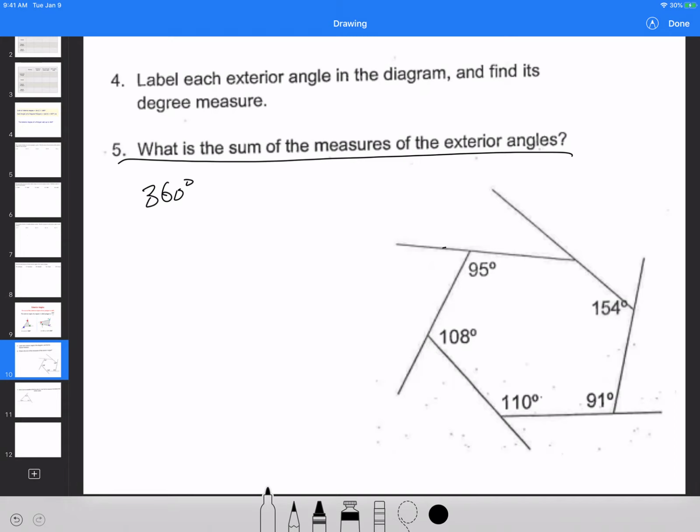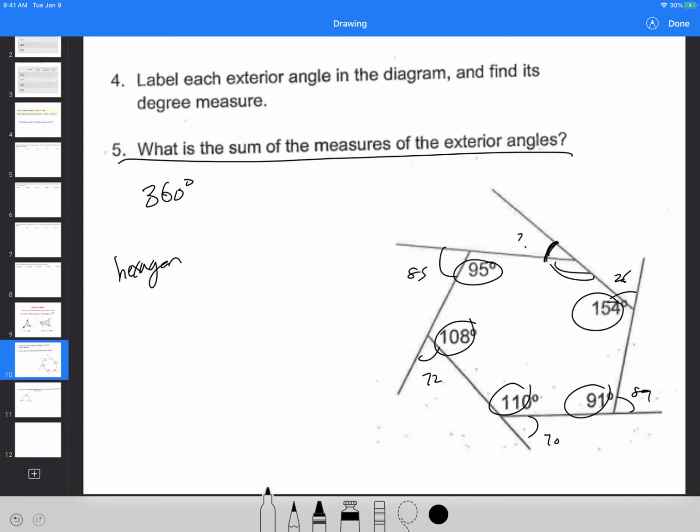And the way to prove it is that if you were to take all these 6 angles, this would be 85, this would be 72, this would be 70, this would be 89, 26. And for this one right here, we don't know. But we can find out this last angle because we were given those 5 angles. And it's a hexagon, so let's use the formula. N minus 2 times 180. 6 minus 2 times 180 becomes 720. And then 720 is the total in which all of these 6 angles have to combine.